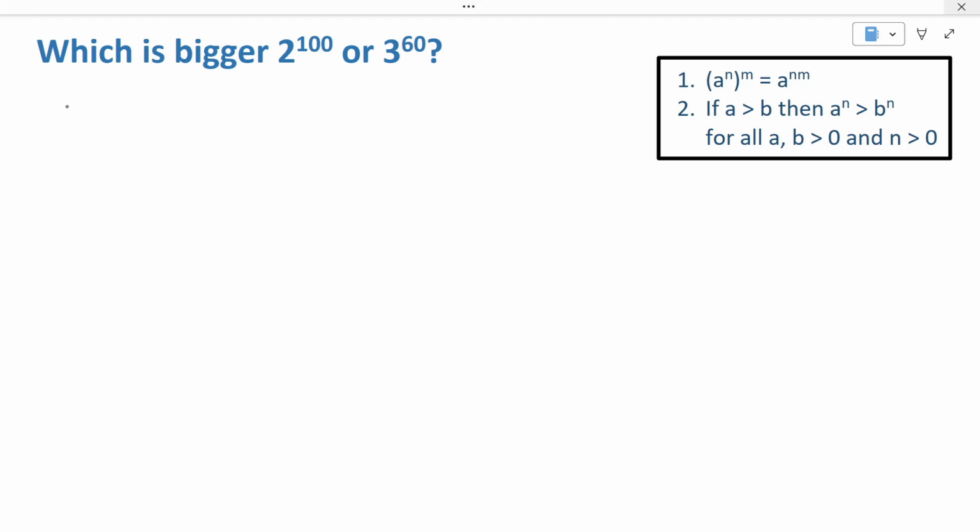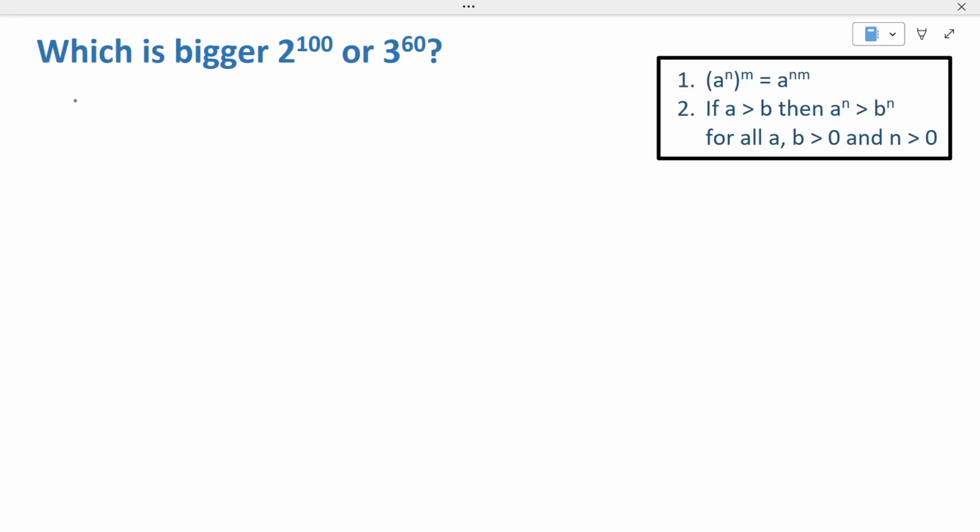calculation? The first expression, 2 to the 100, has the smaller base but bigger exponent, while 3 to the 60 has a larger base but smaller exponent. So we're trying to determine which one has a greater effect on making the overall expression larger in the case of these two expressions, the larger base of 3 or the larger exponent of 100. We will be using these two properties on the side here to solve this problem.